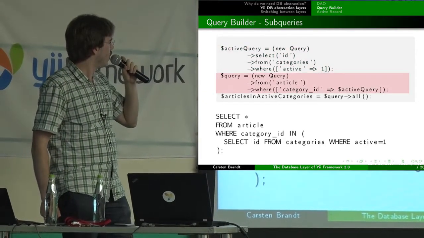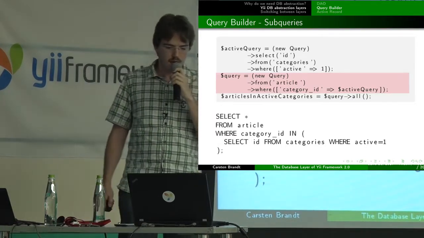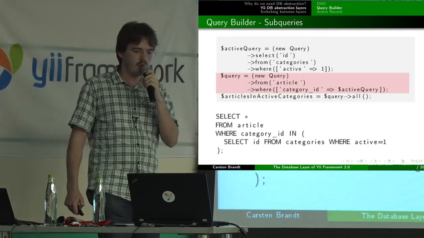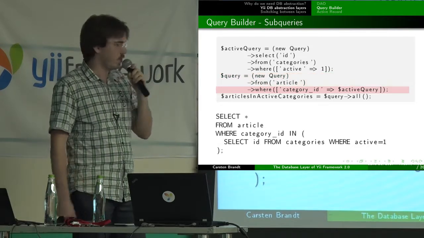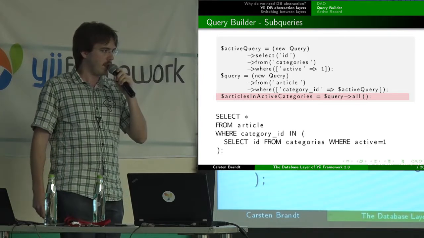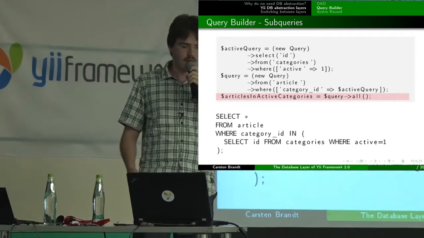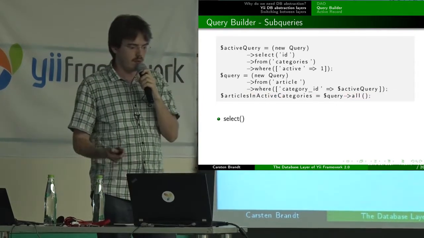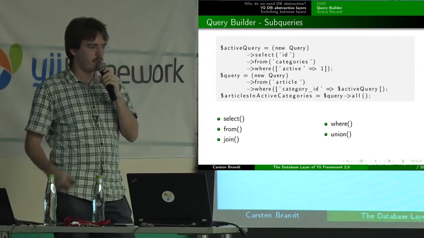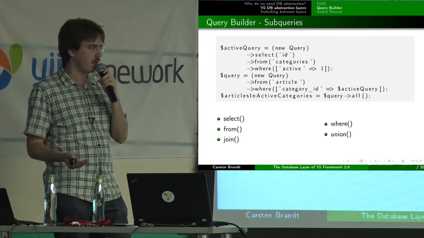In the next query, we create a query selecting from articles where the category ID is in the active categories, and then retrieve the result. So what you see here is the equivalent SQL query for that. And this also works not only in where, but also in select, from, join, and union. So every possible nested SQL query can be built with the Yii query builder in that way.